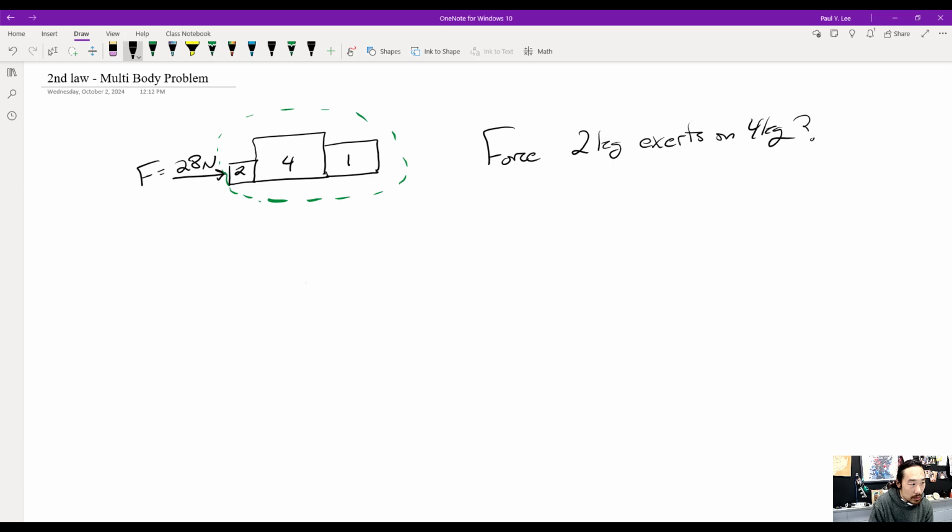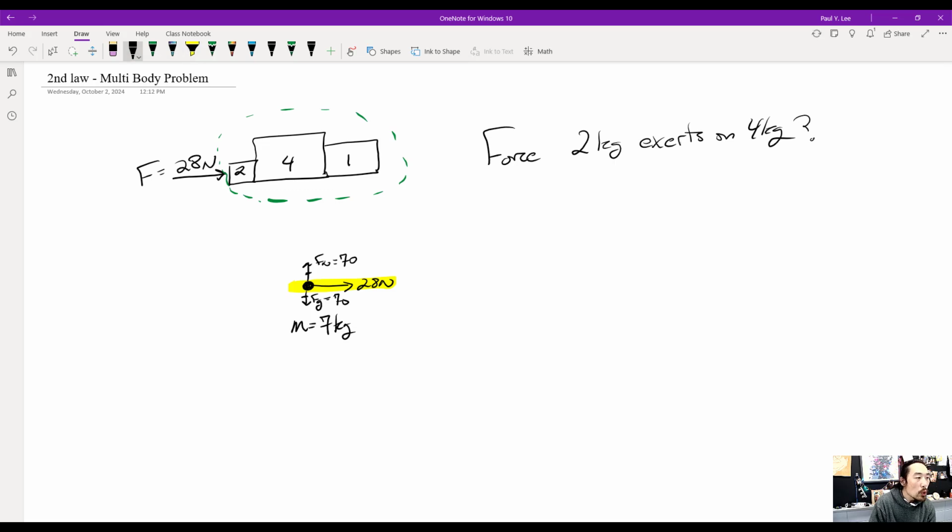If I look at the system as a whole, this is my free body diagram. So it's 2, 4, 1. The total mass is 7 kilograms, and we have 28 newtons being pushed this way. Of course, we have our normal force up, and we have our F of G down. F of G is just your mass times the acceleration due to gravity, so this should be 70. And because we're in equilibrium along the y-axis, our normal force is also going to be 70. So what this shows us is that we only care about the x-axis net force.